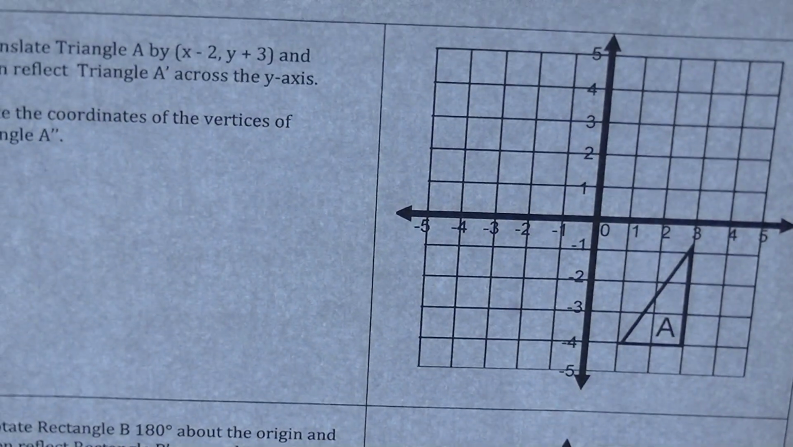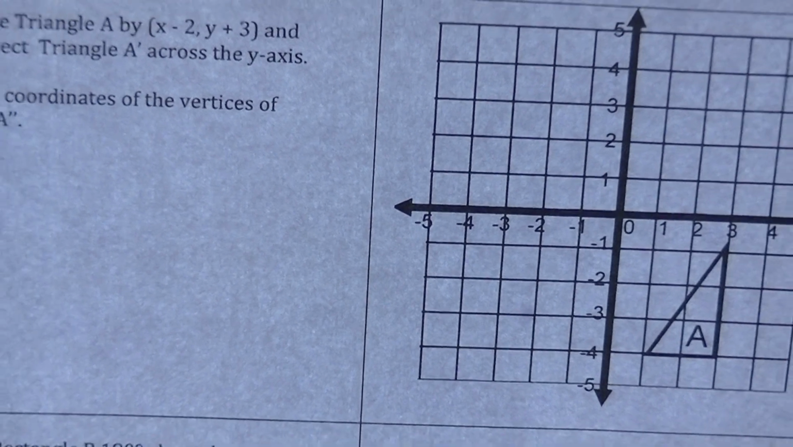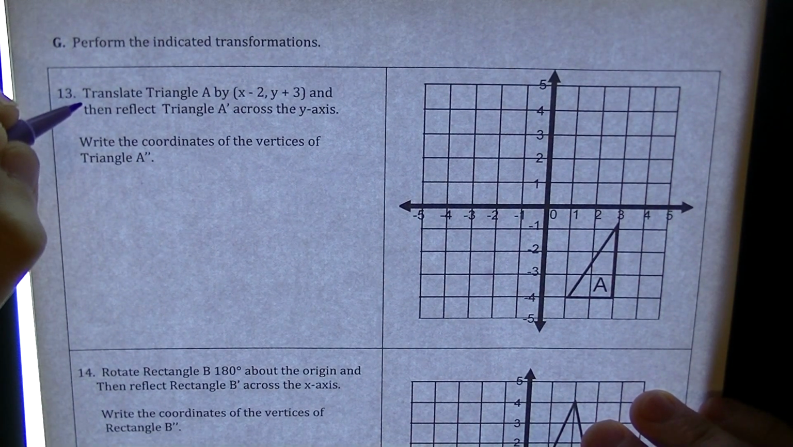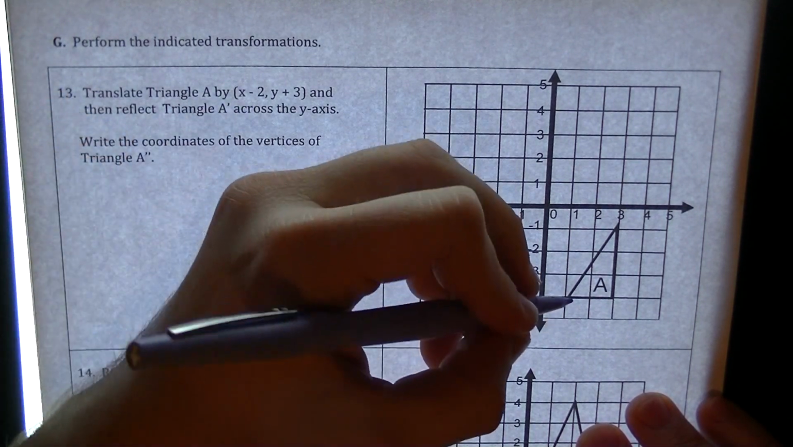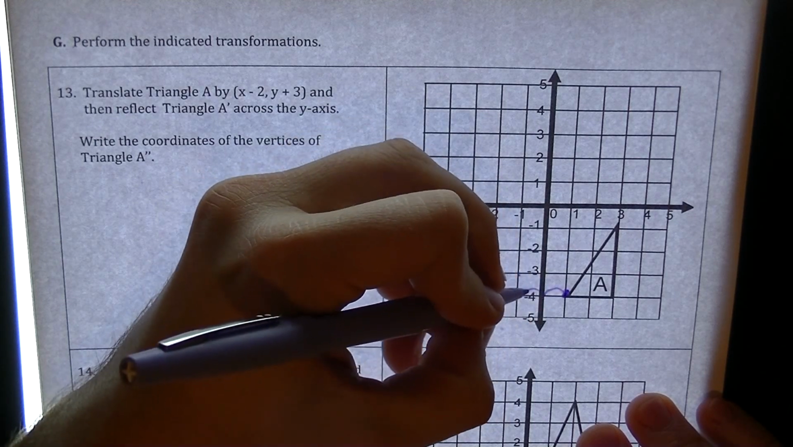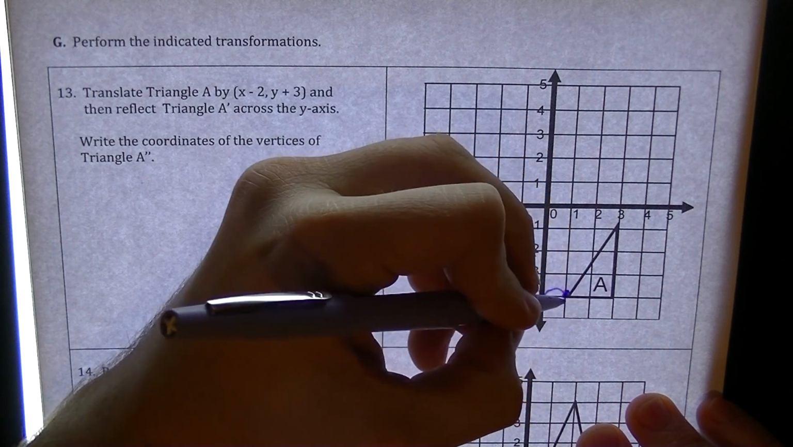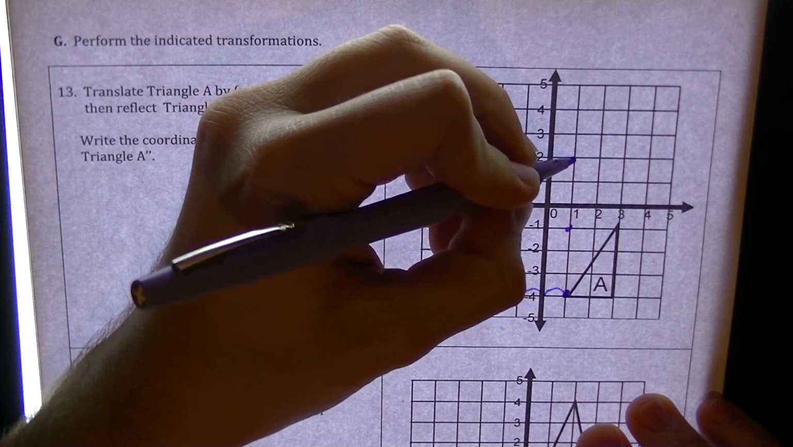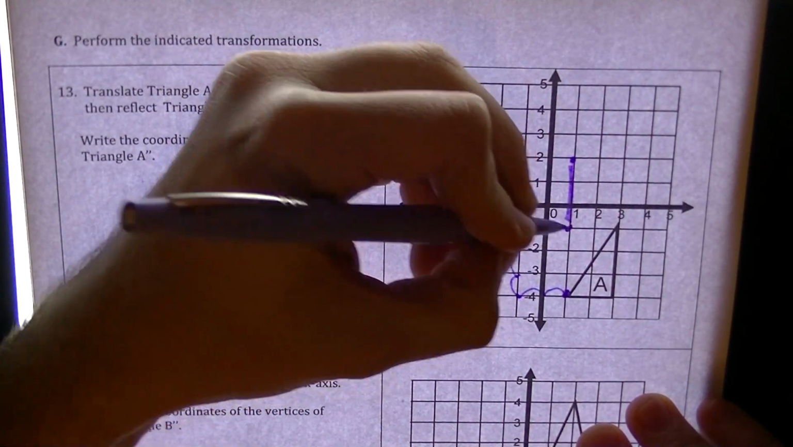All right, final page in this packet. This is just a bunch of transformations together, I believe. Let's zoom out. Yep. Translate triangle A by x minus 2, y plus 3. So x minus 2, y plus 3: minus 2 plus 3, minus 2, 1, 2, 3. Here's going to be my first shape.